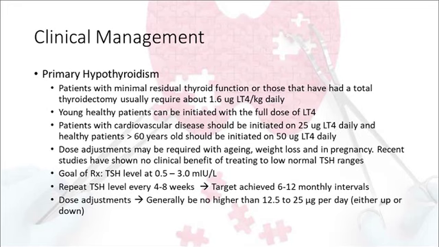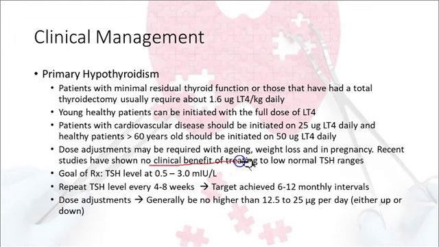In terms of primary hypothyroidism, patients with minimal or residual thyroid function or those who have a total thyroidectomy require about 1.6 micrograms of levothyroxine per kilogram per day. Younger, healthier patients can be initiated directly on the full dose. Those with cardiovascular disease require levothyroxine to be initiated at 25 micrograms daily. And healthy patients over the age of 60 years must be initiated at 50 micrograms daily. Dose adjustments may be required with aging, weight loss, and pregnancy.